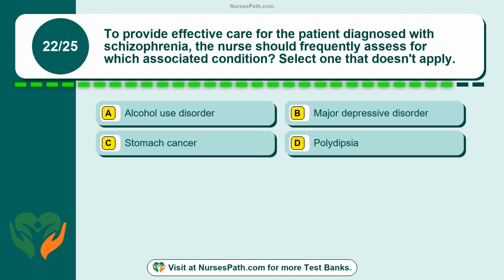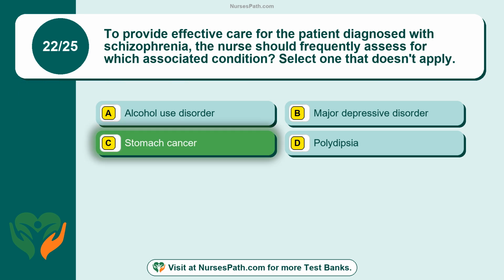Question 22. To provide effective care for the patient diagnosed with schizophrenia, the nurse should frequently assess for which associated condition? Select one that doesn't apply. Option A, alcohol use disorder. Option B, major depressive disorder. Option C, stomach cancer. Option D, polydipsia. The correct answer is option C, stomach cancer.